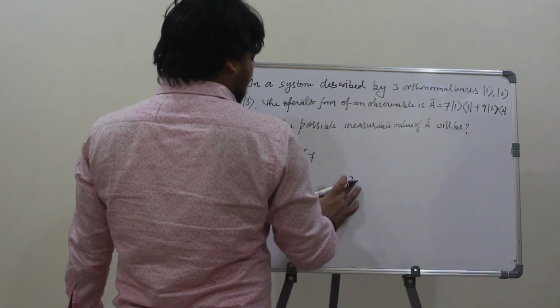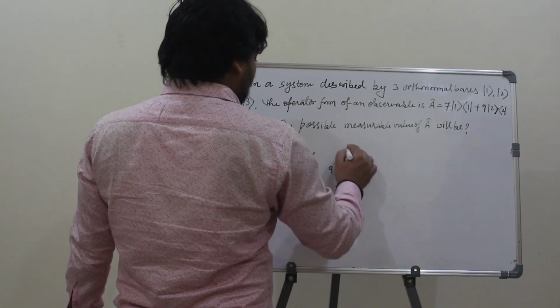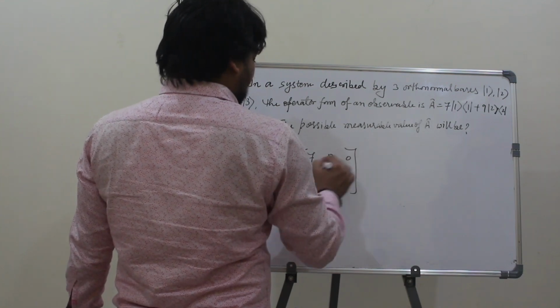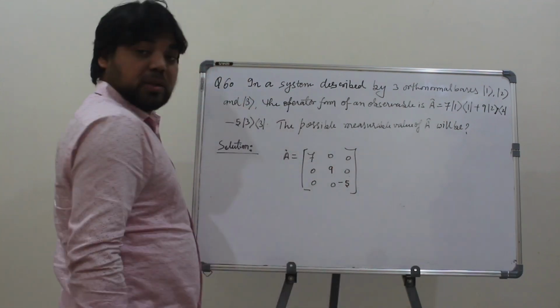It's just a 3 cross 3 matrix, with other elements 0, with diagonal entries 7, 9 and minus 5.